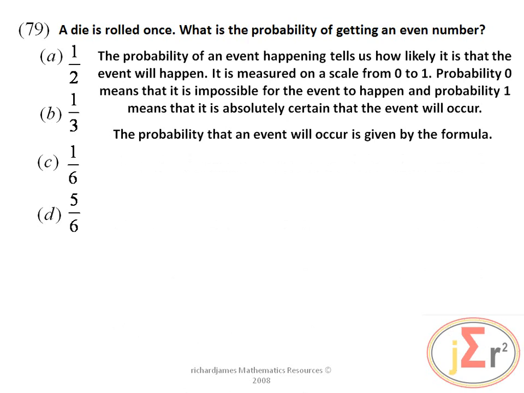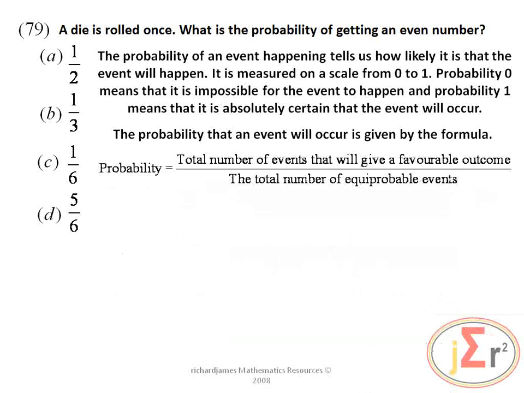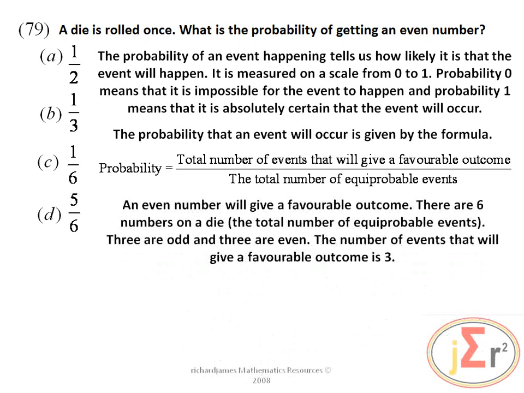The probability that an event will occur is given by the formula. And what do we say? Probability is equal to the total number of events that will give a favorable outcome, and that we will explain in a short while, divided by the total number of equiprobable events, and that will also be explained.